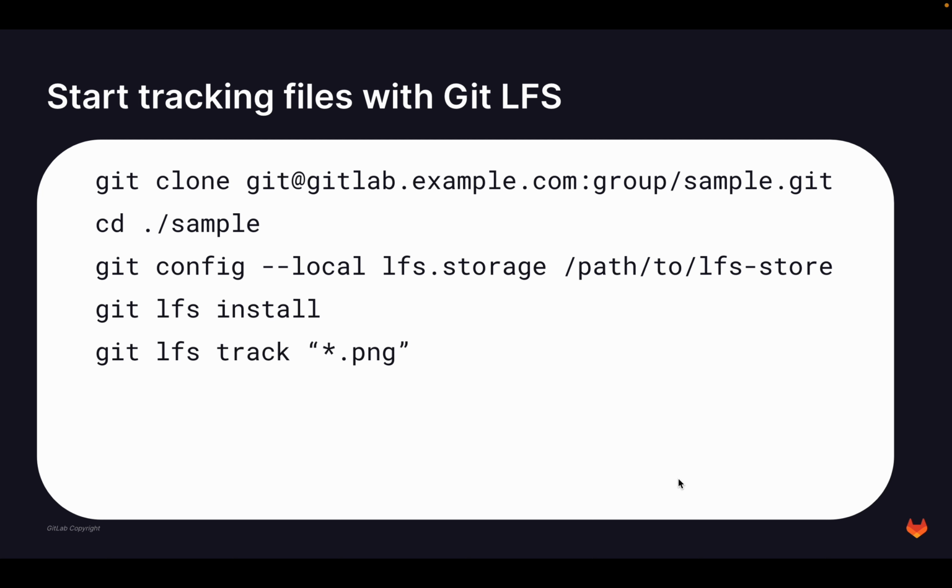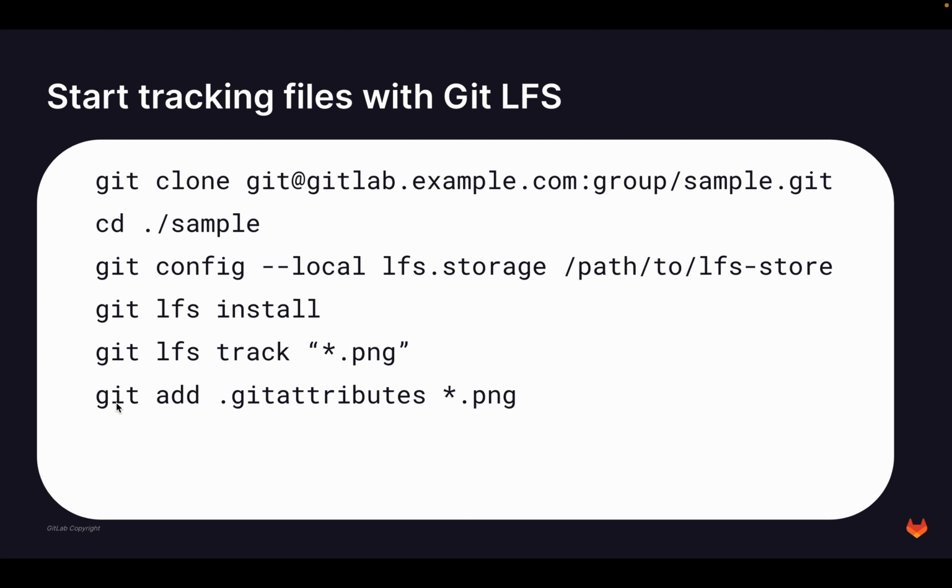Then you tell LFS, okay, let's track a certain file. In this case, I'll track all the PNG files, all the PNG images. You can also track files by size, or there are different filters that you can use. In this case, I'll simply do all the PNGs. This git lfs track will create a file called .gitattributes. It's a hidden file, and this .gitattributes will store all the configuration for your Git LFS.